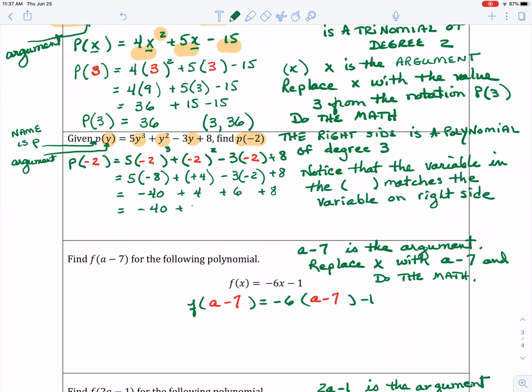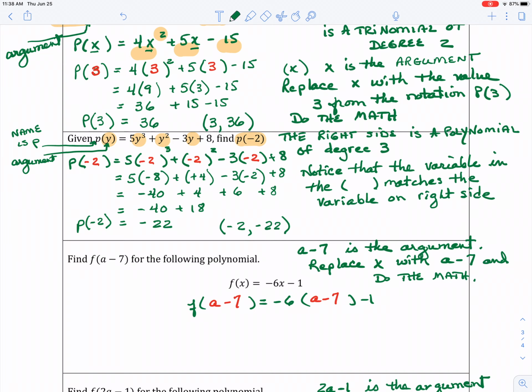What is that, 18 positive? So that brings me down to, I think, 22 negative. Yes. So that means, let's get the notation in here. Lowercase p of negative 2 equals negative 22. And again, if we were graphing this polynomial function, we would call it a cubic function, and one of the points on that would have an x-coordinate of negative 2 and a y-coordinate of negative 22.